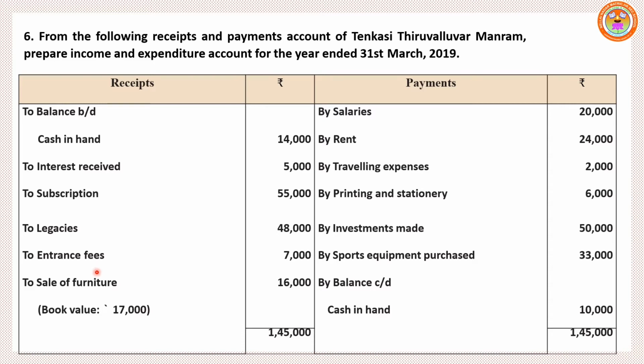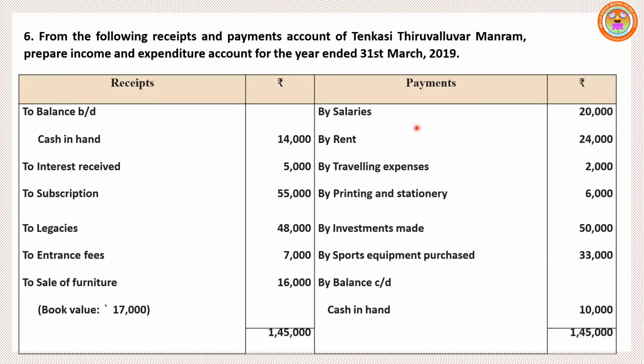Now look at the next one, sale of furniture. While selling an asset, look at that: furniture valued at 17,000 was sold for 16,000. So they made a loss. This loss on sale of furniture, 1,000 rupees, is to be recorded under the expenditure side.